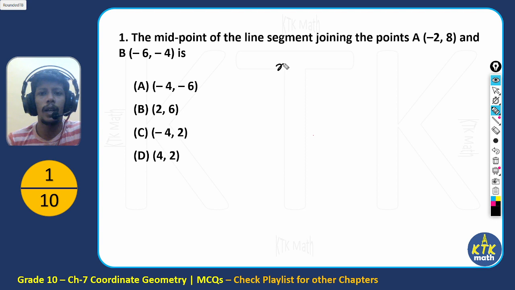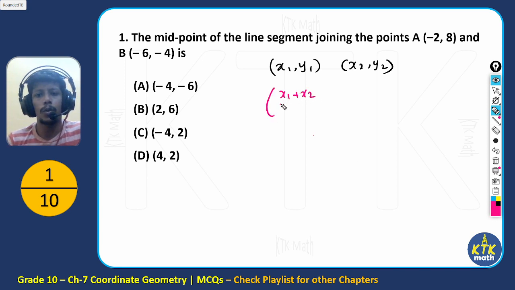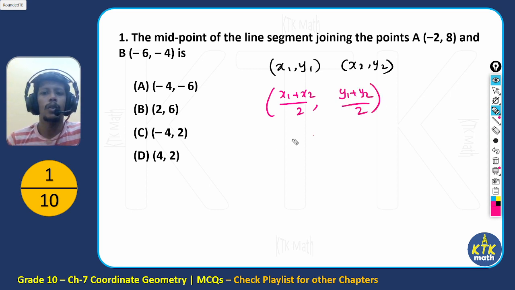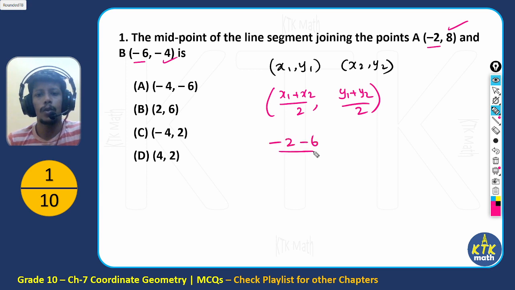Whenever x1, y1 and x2, y2 points are given, your formula for midpoint is x1 plus x2 by 2 and y1 plus y2 by 2. So in understanding how we are going to do, first number plus first number by 2 and then second number plus second number by 2. So negative 2, negative 6 over 2 and then 8, negative 4 over 2.